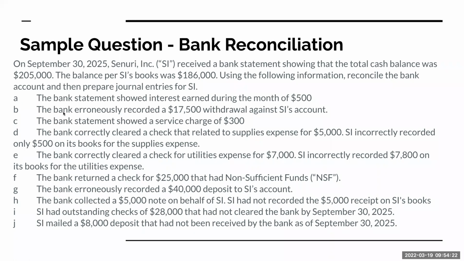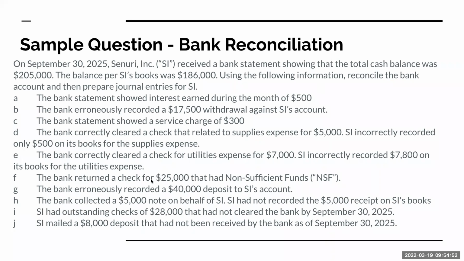The bank erroneously recorded a $17,500 withdrawal against SI's account. The bank statement showed a service charge of $300. The bank correctly cleared a check that related to supplies expense for $5,000. SI incorrectly recorded only $500 on its books for the supplies expense. The bank correctly cleared a check for utilities expense for $7,000. SI incorrectly recorded $7,800 on its books for the utilities expense.